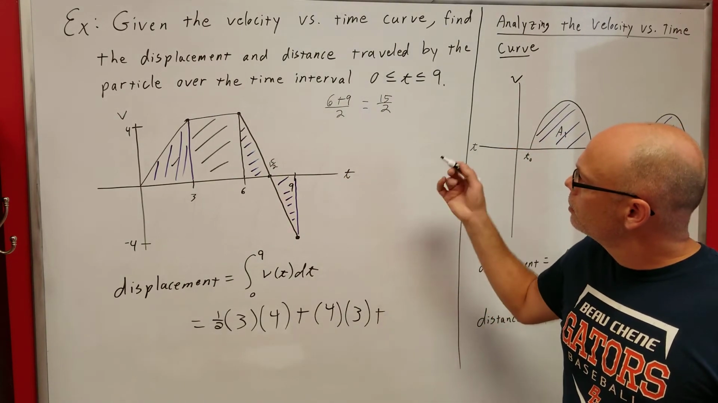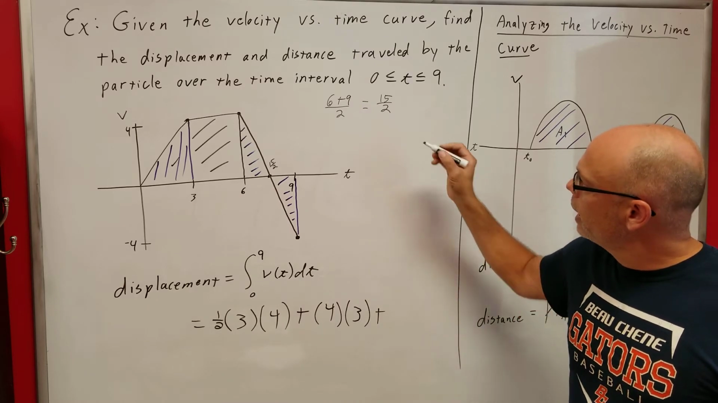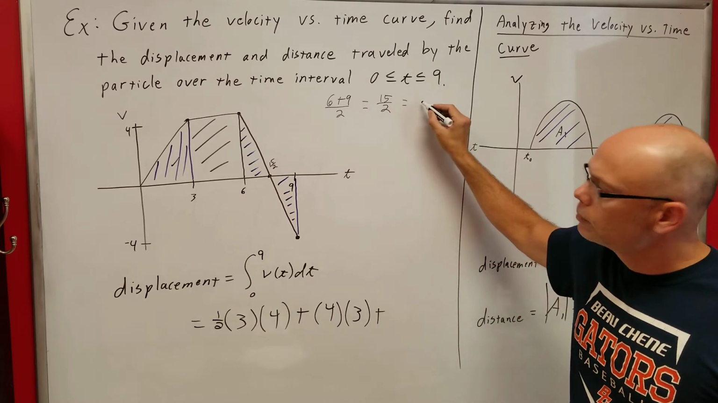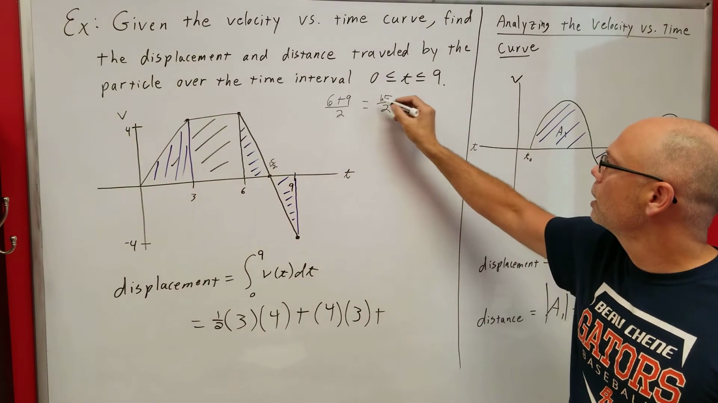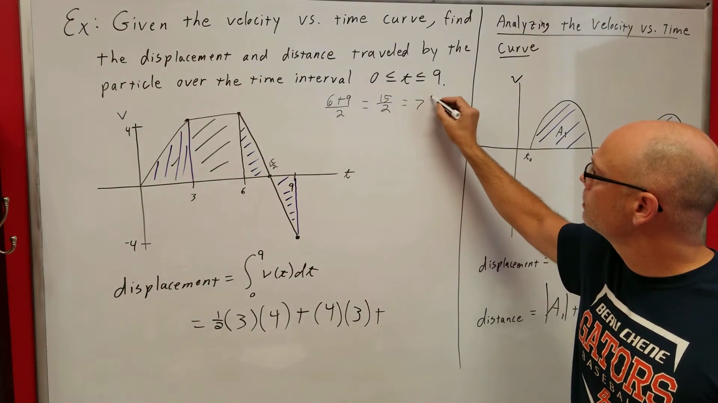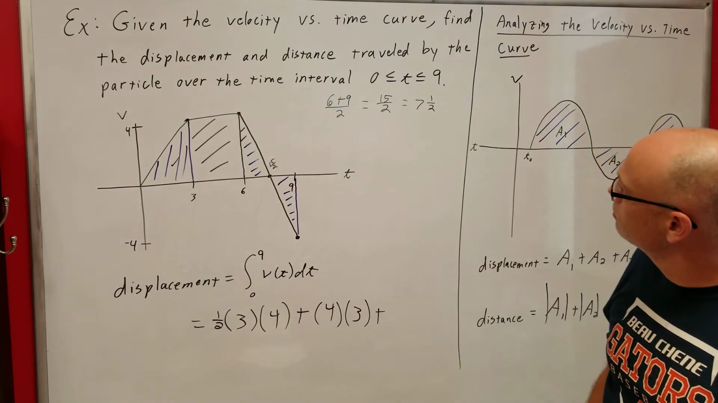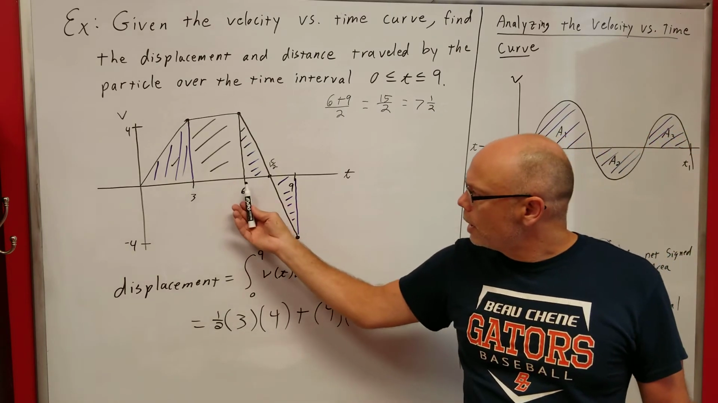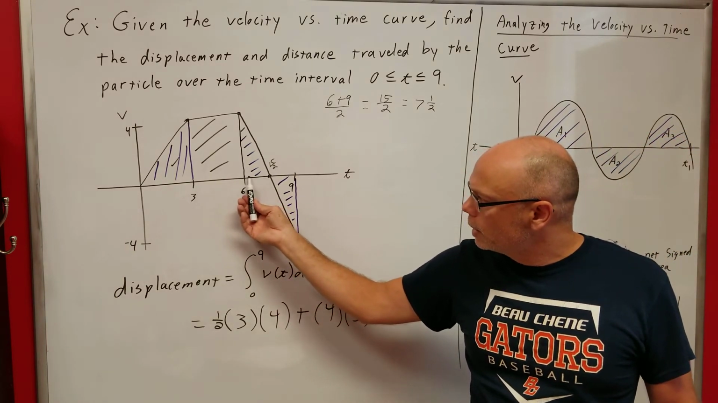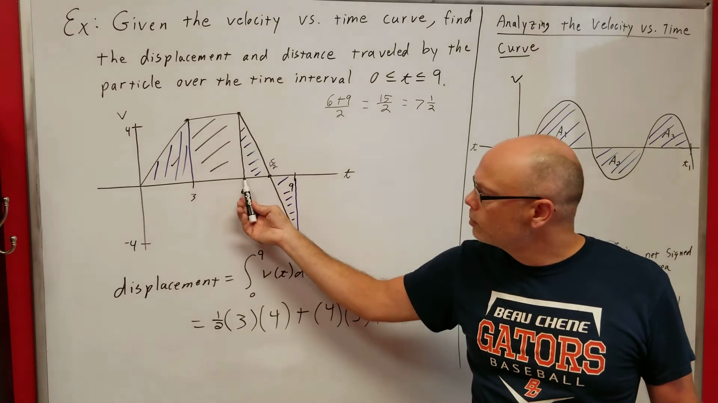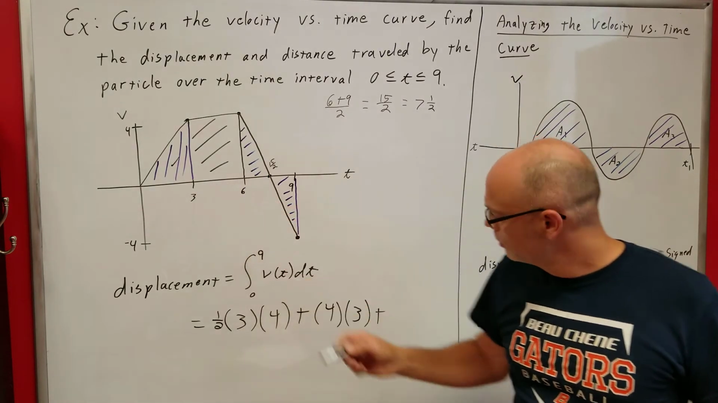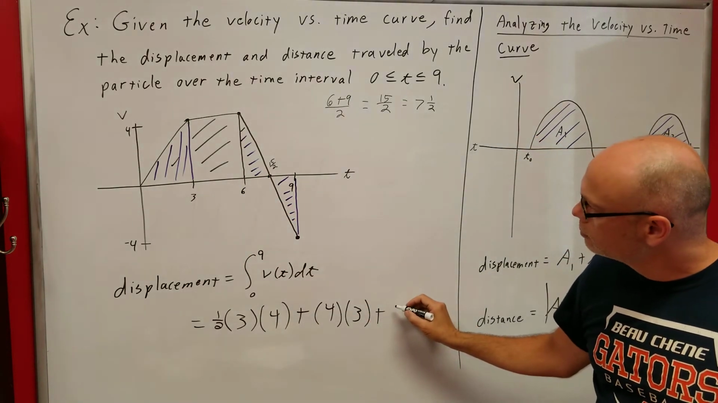What is 15 halves as a mixed number? What is that? Like 2 times what gets you close to 15? 7.5? So how wide is this triangle right here? What is the base length right here? From 6 to 7.5. 1.5, right?